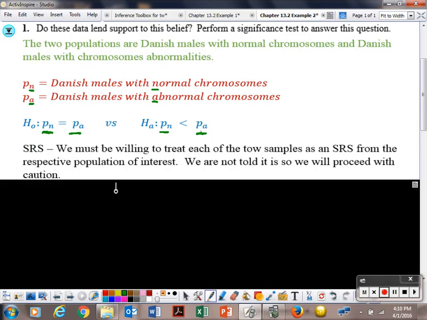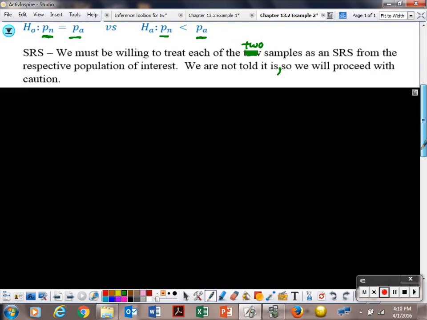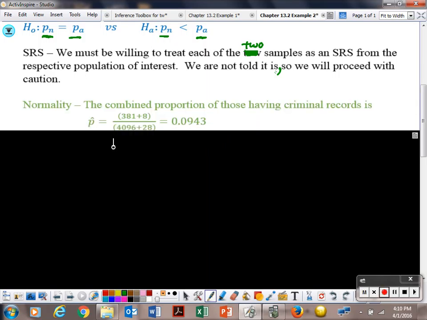Okay, again, SRS. We must be willing to treat each of the two samples as an SRS from the respective population of interest. We are not told it is, so we will proceed with caution. Normality.